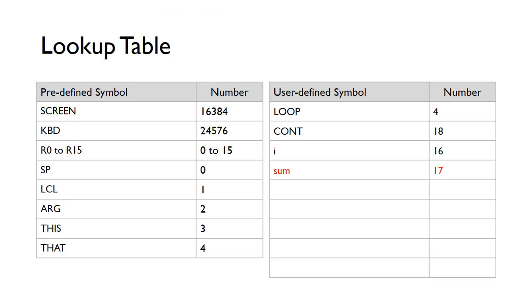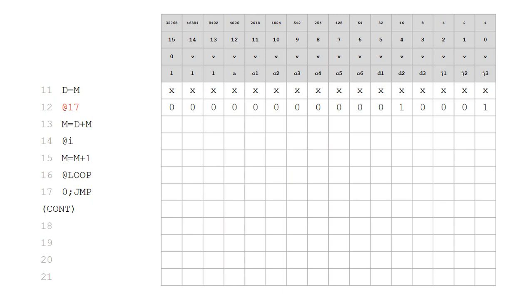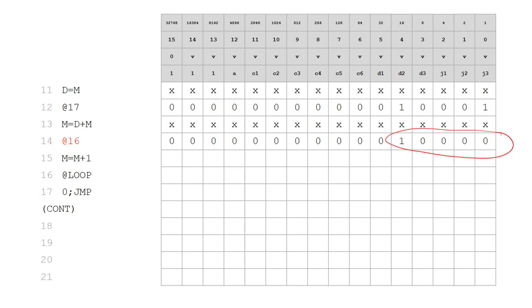@sum, we look in the table. Sum exists in the table and it's got the value 17. So replace @sum by @17 and give it its binary value. Again, this instruction is just a C instruction, decode as normal. I, by now we know is 16, so we can just put the binary value of 16 in. M equals n plus 1 is obviously a C instruction, just decode as normal.